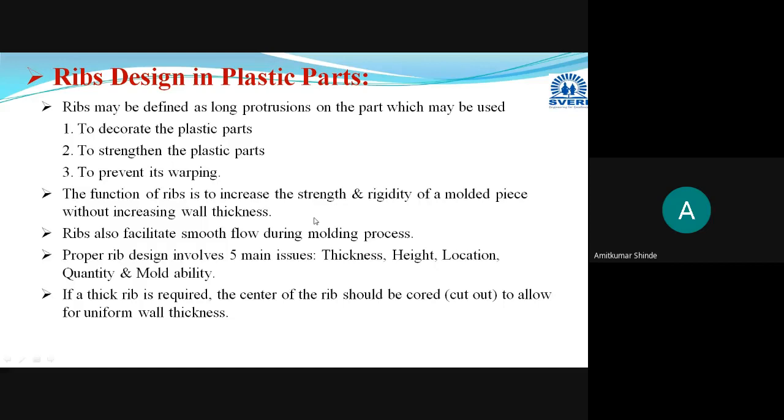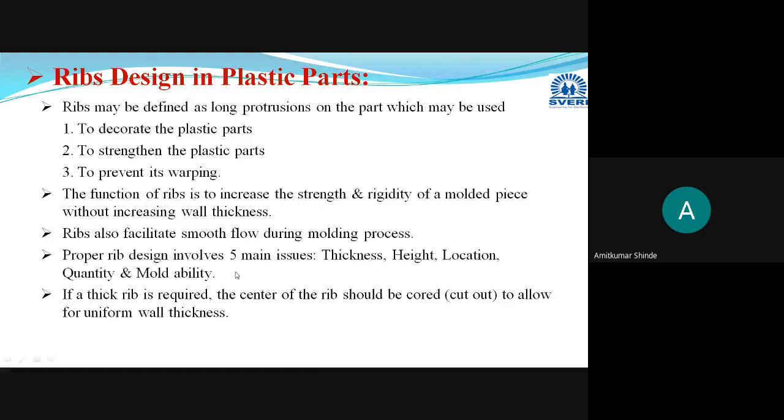Okay, what is the main point here they have added? Without increasing the thickness of the wall. Without increasing the minimum wall thickness, we are going to increase the strength and rigidity of the plastic part. And to achieve this we have to provide ribs. Then these ribs will also help to increase the flow of the molten plastic material during the molding process. That is, the ribs facilitate smooth flow during the molding process. This is another function, or another use of these ribs.